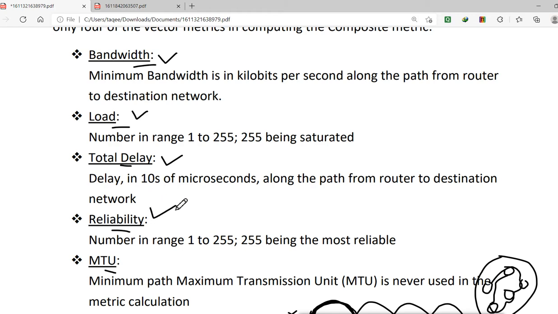That means we can enable these to check. We can tell EIGRP that you should also calculate these metrics. But by default it does not do that, because if it does everything, it will put a lot of load on the router, because the router has to calculate all these things. So it does not use these as a metric by default. Load and reliability are disabled, and MTU and hop count will never be used. By default it uses bandwidth and delay only.